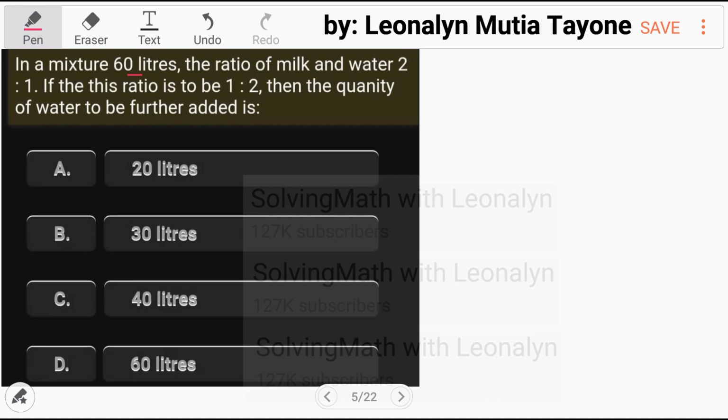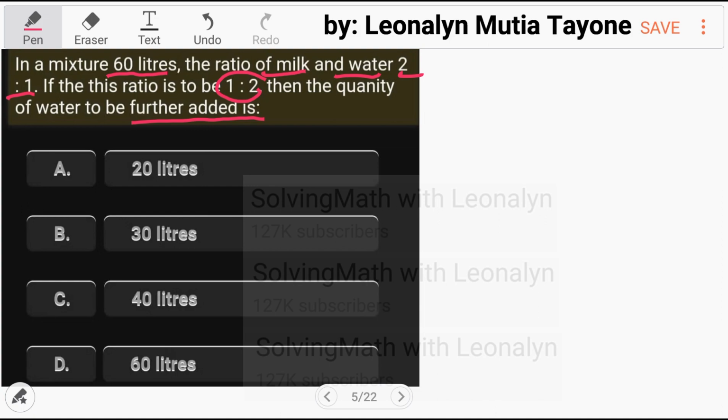In a mixture of 60 liters, the ratio of milk and water is 2:1. If this ratio is to be 1:2, then the quantity of water to be further added is what? Ang ibig sabihin nito, kung ilan kadami yung milk, ganun pa rin. Ang dagdagan lang natin ay yung water.